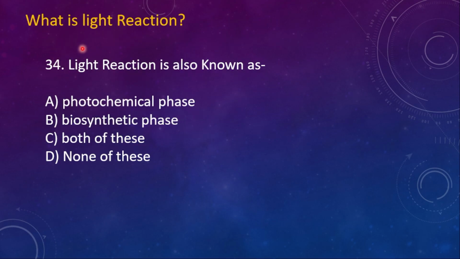Next, now from light reaction. What is actually light reaction? 34th question. Light reaction is also known as option A, photochemical phase, option B, biosynthetic phase, option C, both of this, and then D, none of this. So here the right option is option A. Photochemical reaction. Light means photo and then reaction where it is going to take place, a chemical phase. That's what it is called: photochemical phase.